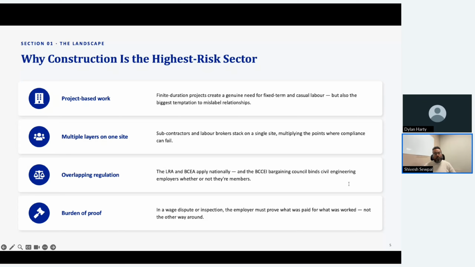Fourth, burden of proof. And this is the practical sting in the tail. If there is a dispute about status, wages, hours, or compliance, the employer is usually the party expected to prove what happened. So if the question is who worked, for how long, under what terms, at what rate, under whose supervision, the employer needs to have the records to answer that. That is why this webinar is not just about legal definitions. It's about paperwork, systems, and proof.